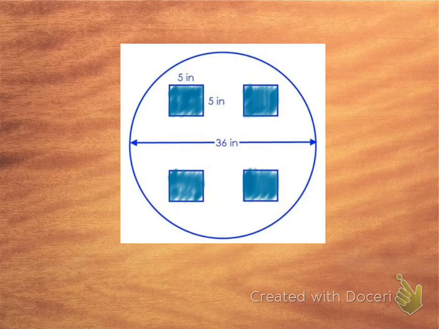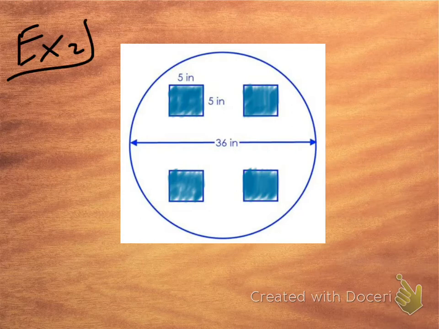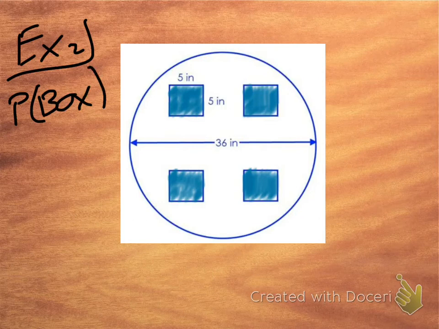Let's look at a different example. It's a little different. This is example 2, and I'm asking for the probability of landing in a box, in any of these boxes. There's 4 boxes: 1, 2, 3, 4. And I'm asking the probability of landing in any of them. If you want to relate this to real life, you could think of a carnival game where you're trying to throw a ping pong ball into the little things floating on the water. Imagine these are the things floating on the water.